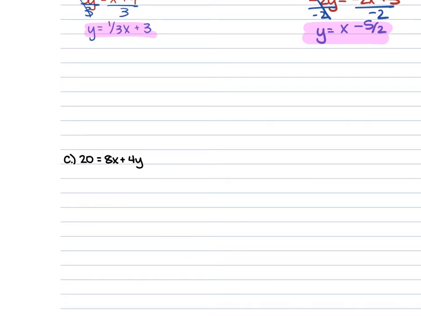For C, we have 20 is equal to 8x plus 4y. So again, we're getting y by itself. I'm going to subtract the 8x from each side. So this is 4y is equal to negative 8x plus 20. We divide each side by the 4. So y is equal to negative 2x plus 5.